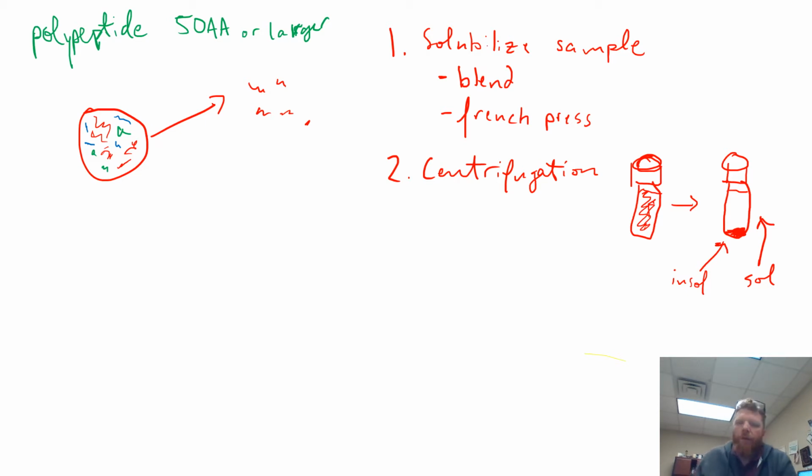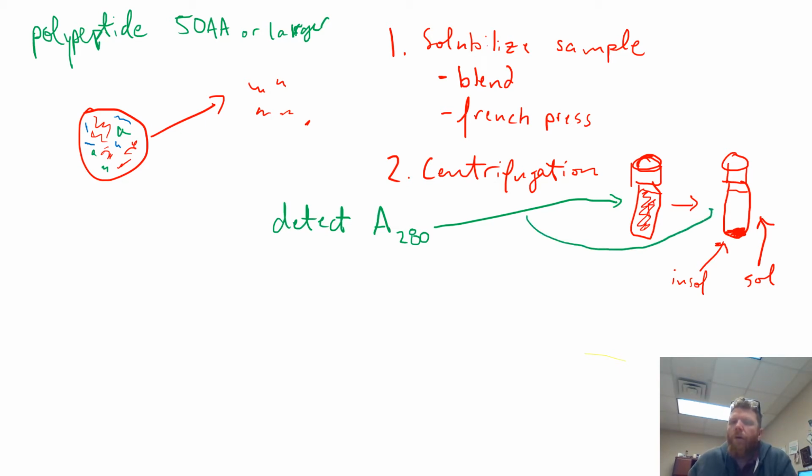Now, whenever you're doing this, what you always want is a means to detect a protein. The first way to detect protein is using the presence of our aromatic amino acids. Aromatic amino acids will absorb light at 280 nanometers. So what you can do is take a small sample of this, an aliquot, and measure: do you see any absorbance at 280 nanometers? Do the same for your soluble fraction after the centrifugation.